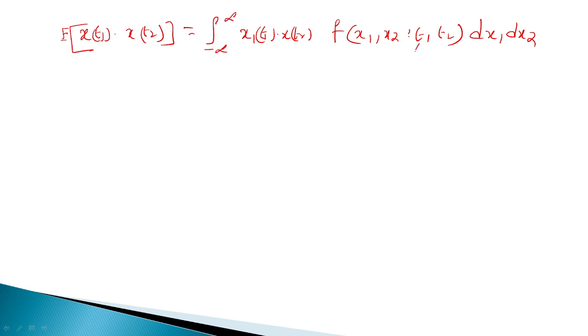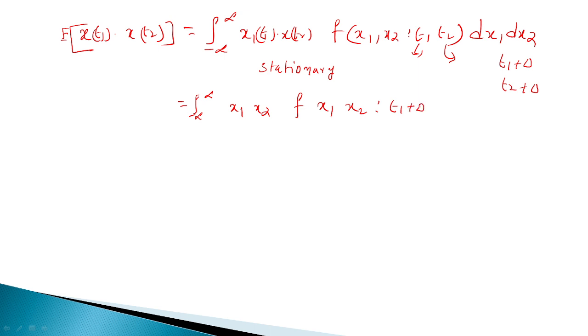If it is a stationary random process, we can write t1 as t1 plus delta. Just now we have seen. T2 can also be written as t2 plus delta, if it is a stationary random process. Then we can write it as the integral from minus infinity to plus infinity, sometimes you can write it as x1 x2 also, f of x1 x2 at t1 plus delta and t2 plus delta, dx1 dx2.